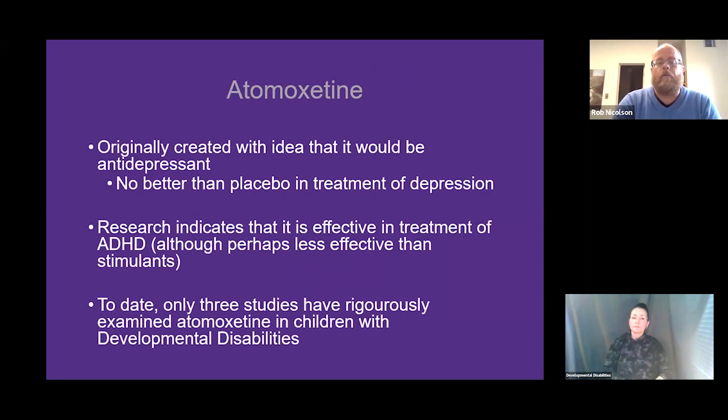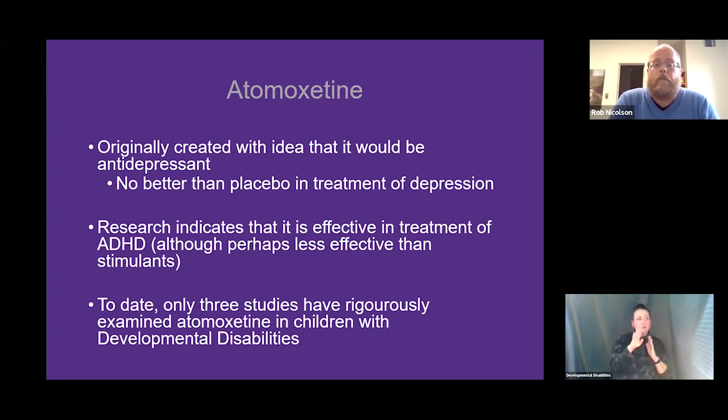So atomoxetine or Strattera was originally created with the idea that it would be an antidepressant, and theoretically it should be, given the way it works. It's a reuptake inhibitor of norepinephrine, which is how the tricyclic antidepressants work. But studies done, and it was created, I think, in the 60s, suggested it really was no better than placebo, and so it sat on the shelf for a long time. In the 90s, Eli Lilly, the company that owned the molecule, went back and started doing studies in ADHD, and that's what they were granted approval for.